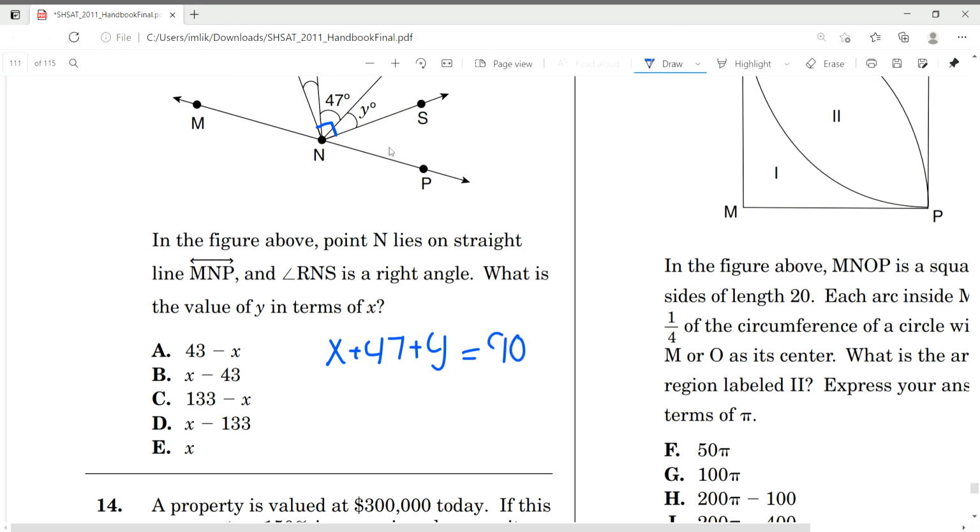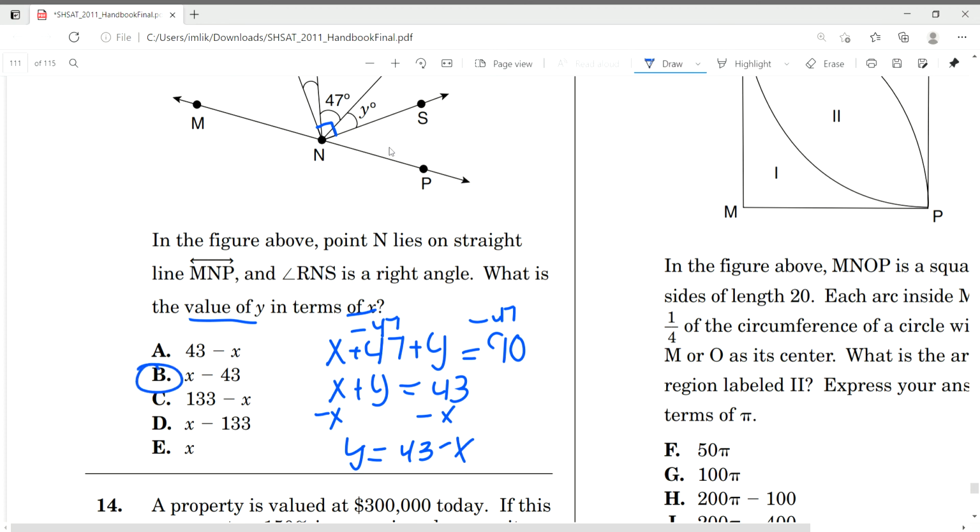We don't care what x is and we don't care what y is. They want us to find the value of y. So we can just solve for y in this. We could subtract 47 from both sides. 90 minus 47 is 43. So now we have x plus y is equal to 43. Now we want the value of y in terms of x. So we subtract x from both sides, and we get y is equal to 43 minus x, which is A.